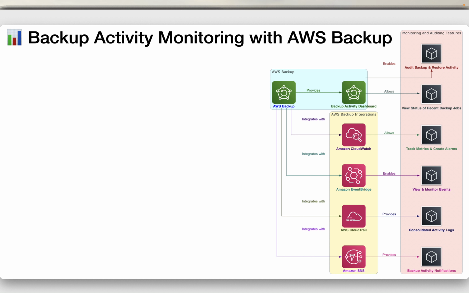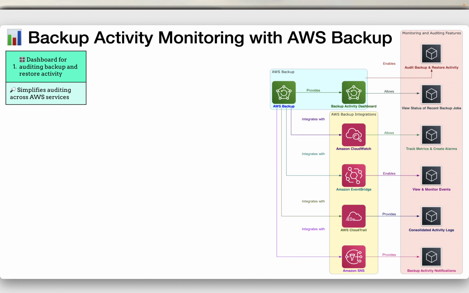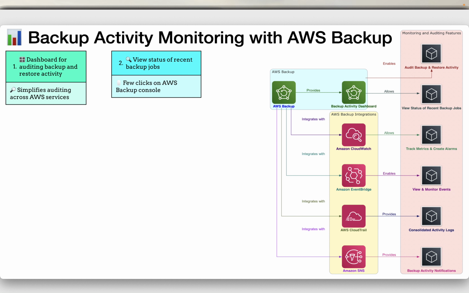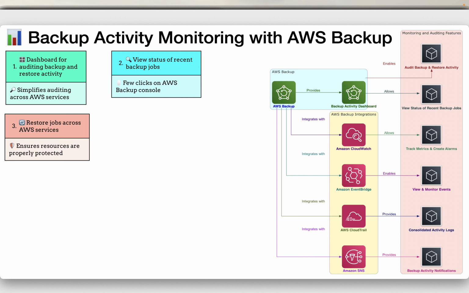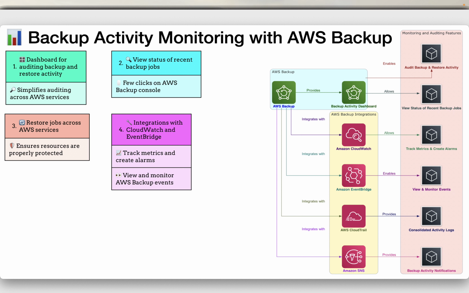Okay, next feature is backup activity monitoring with AWS Backup. AWS Backup provides a dashboard that simplifies auditing backup and restore activity across AWS services. With just a few clicks on the AWS Backup console, you can view the status of your recent backup jobs. You can also view restore jobs across AWS services to ensure that your AWS resources are properly protected.